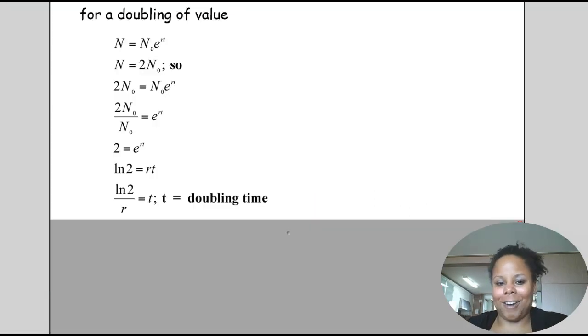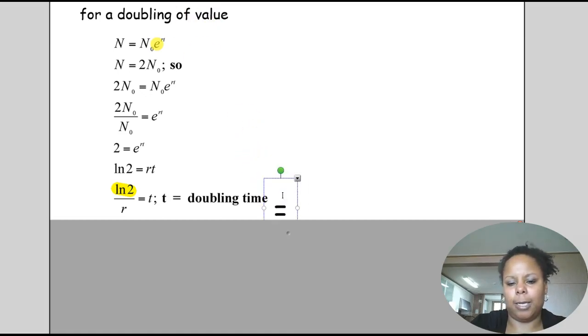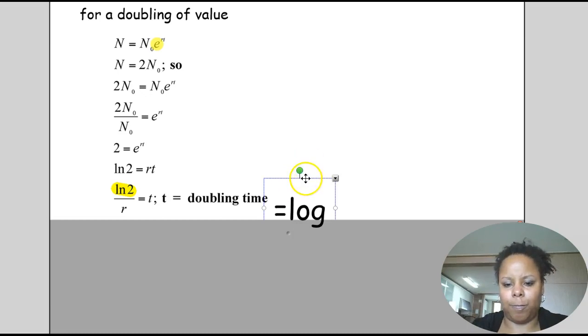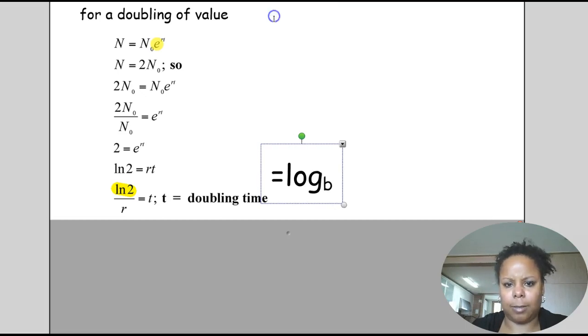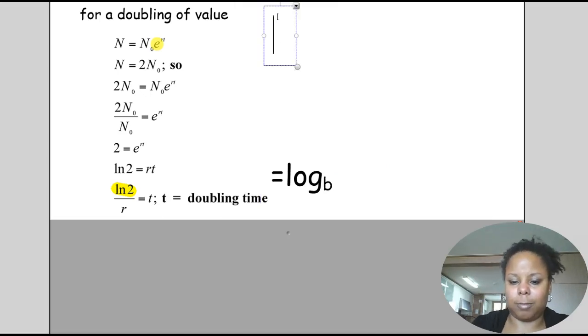I want to point out that we can only use this formula of natural log of 2 over r when our base is e. If our base is not e, then the formula we're going to use for the doubling time is log of whatever base we're dealing with, base b, of 2, divided by r.